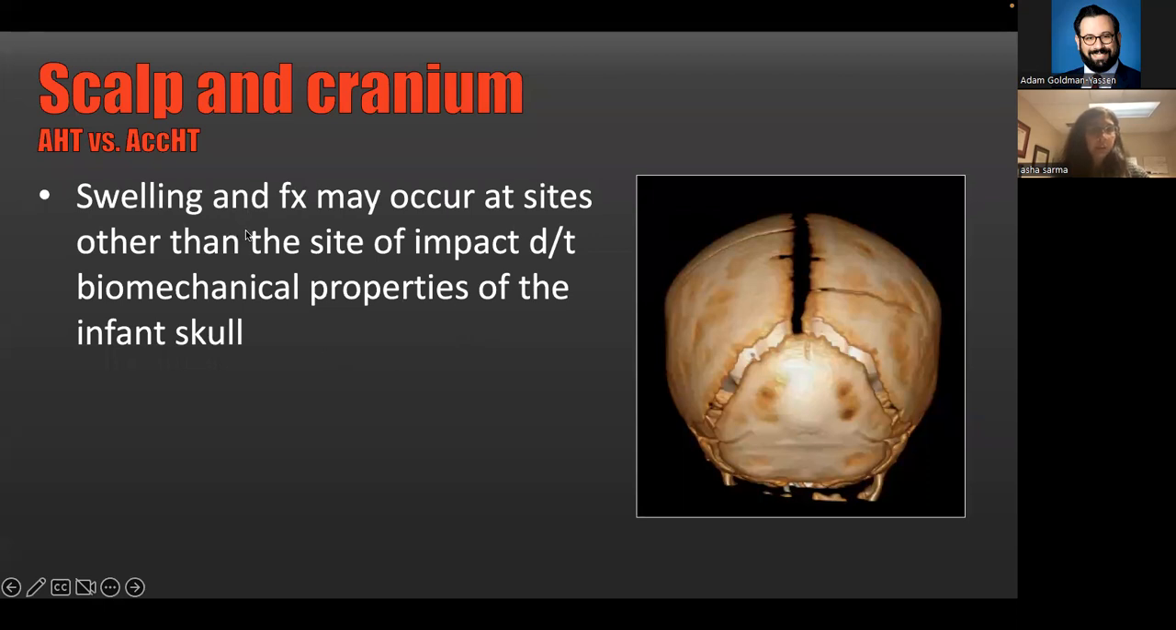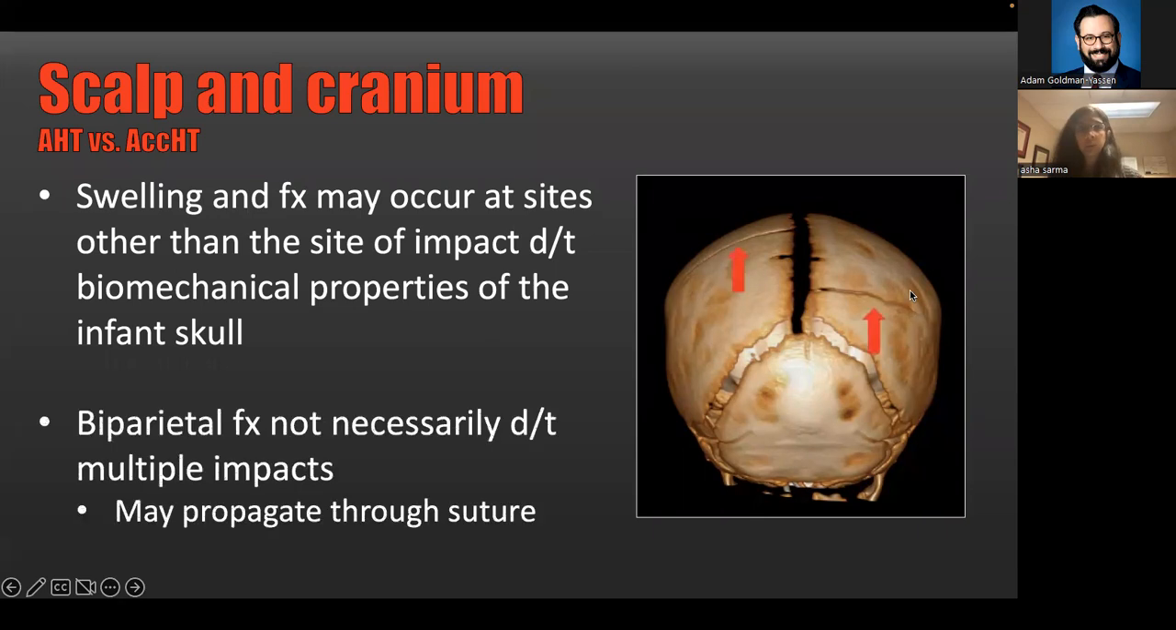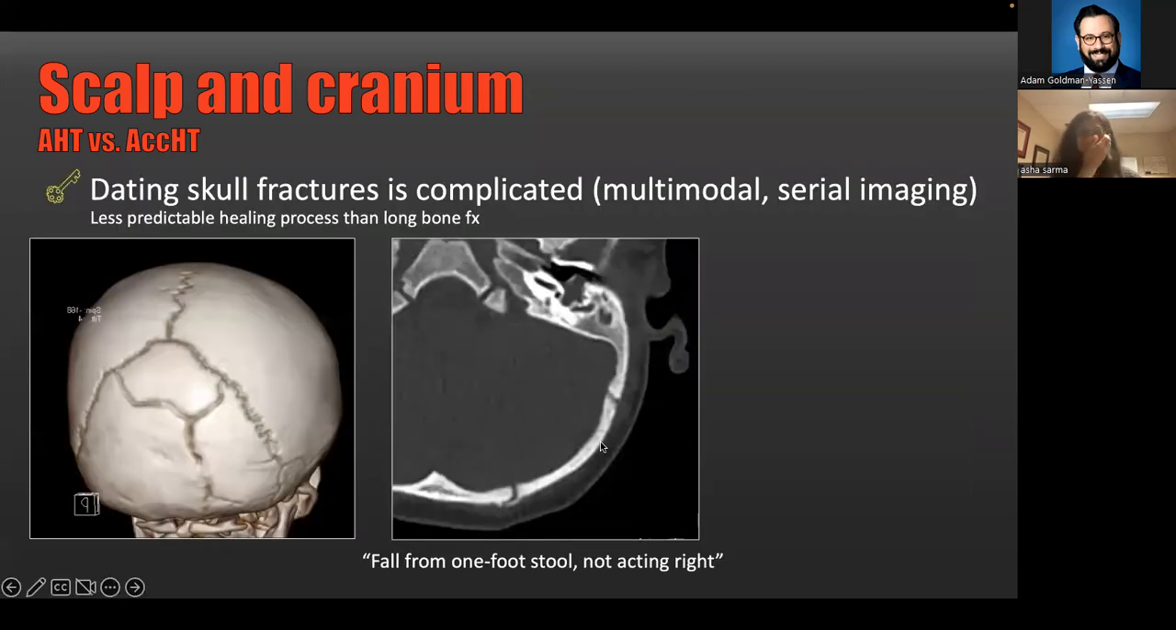Another pitfall: swelling and fractures may occur at sites other than the site of impact due to the biomechanical properties of the infant skull. So this is a classic scenario where you have biparietal skull fractures and a history is given of a single impact, but it really can fit. If you see simple linear fractures, the force can propagate down the sagittal suture and go over to the other parietal bone. So that is something that we see. It's not necessarily due to multiple impacts.